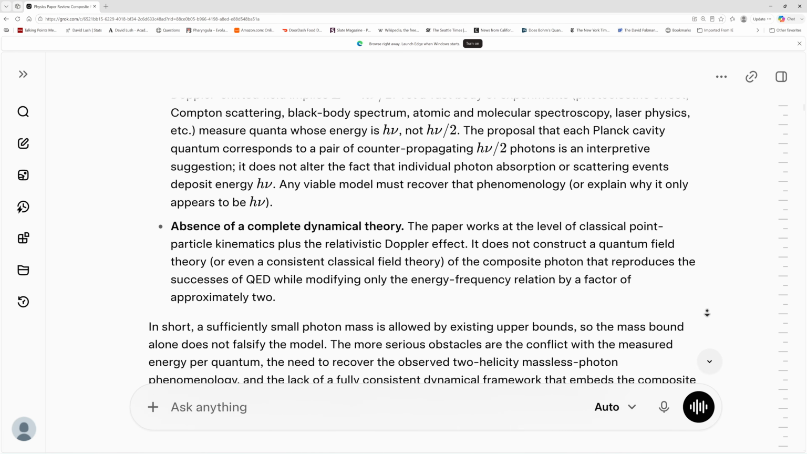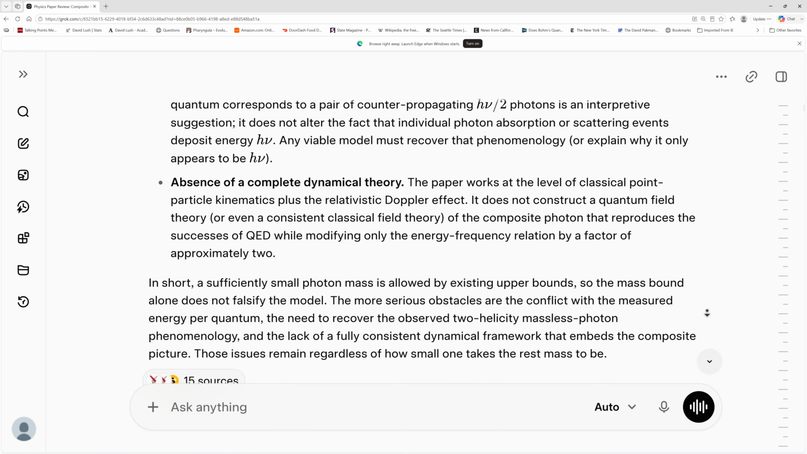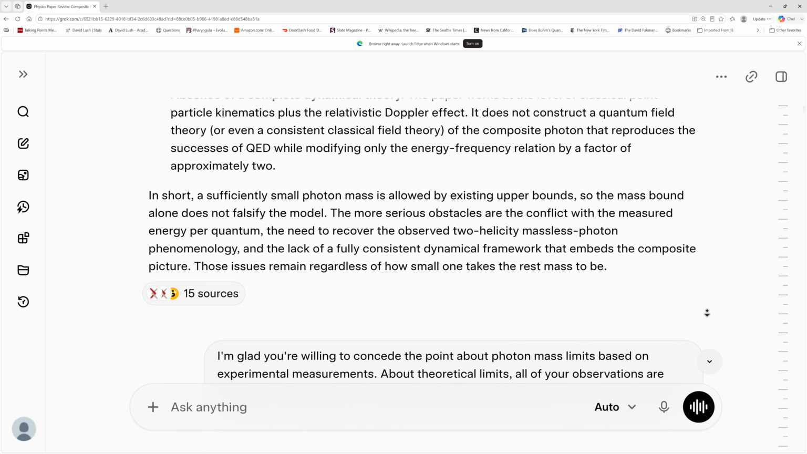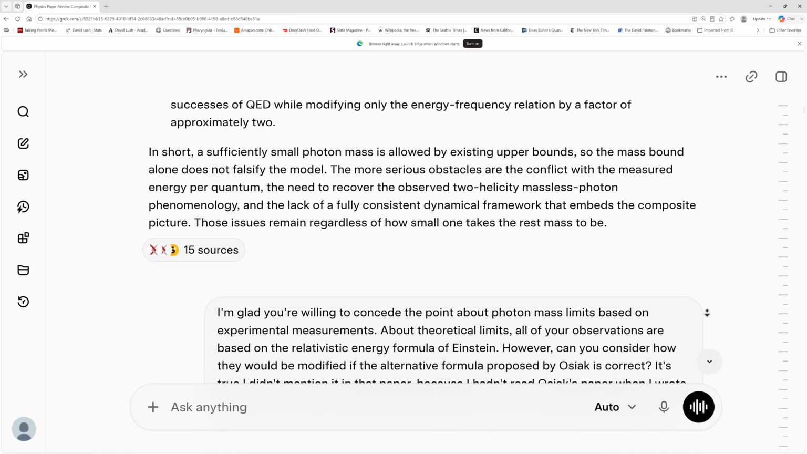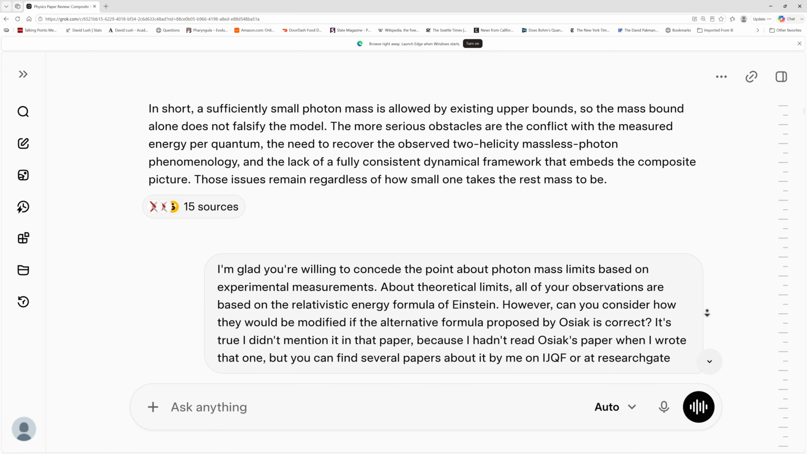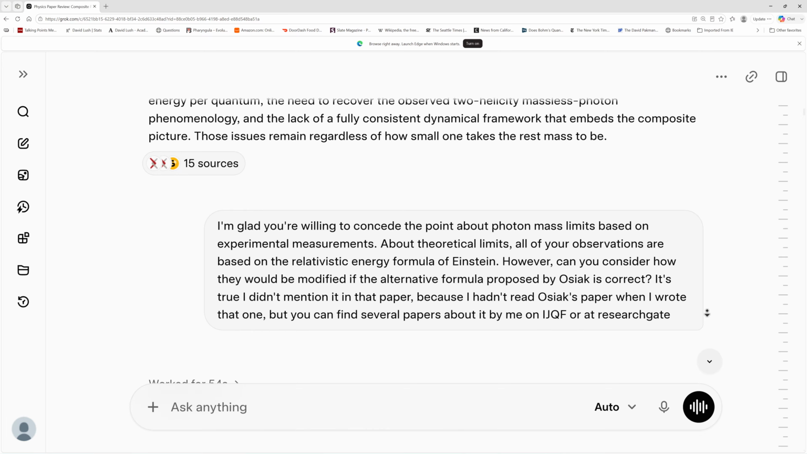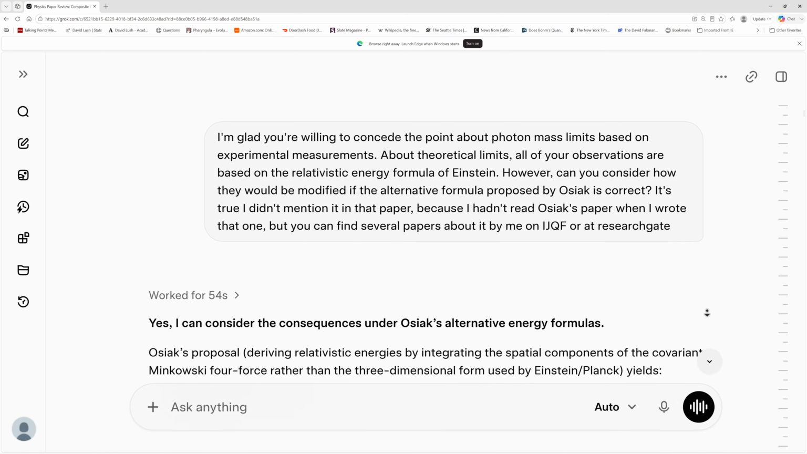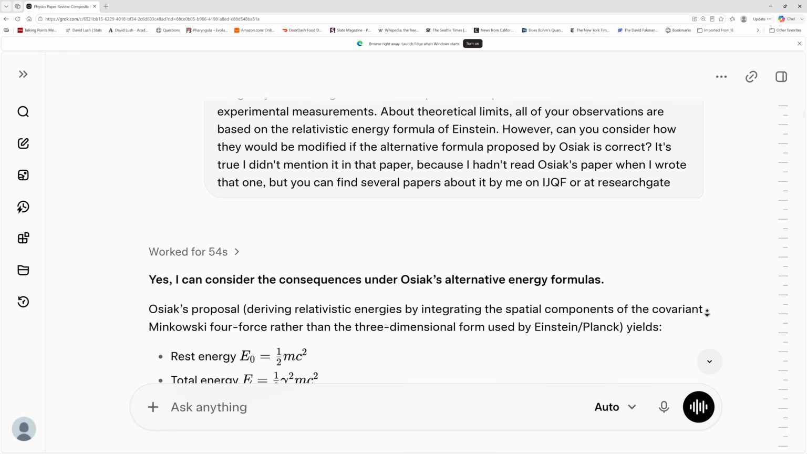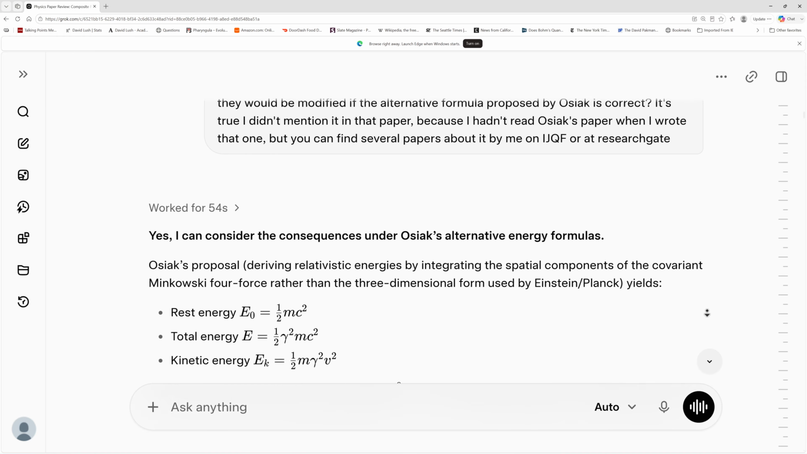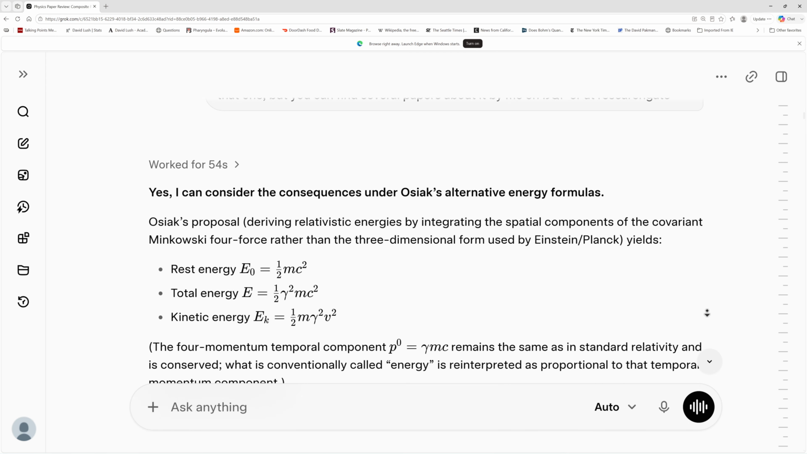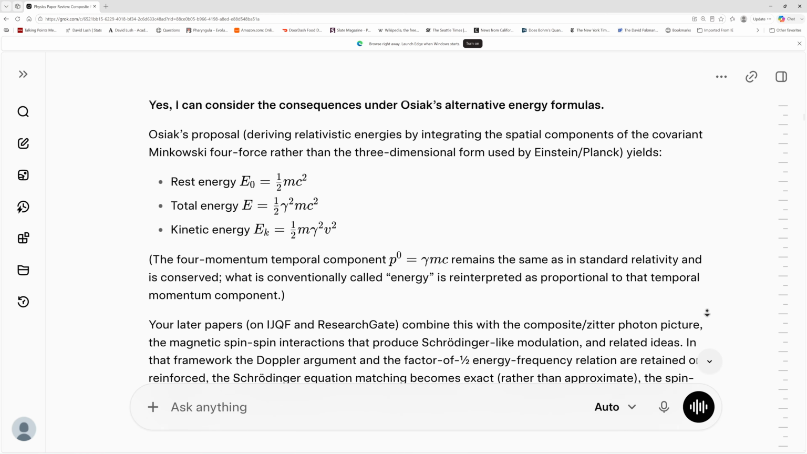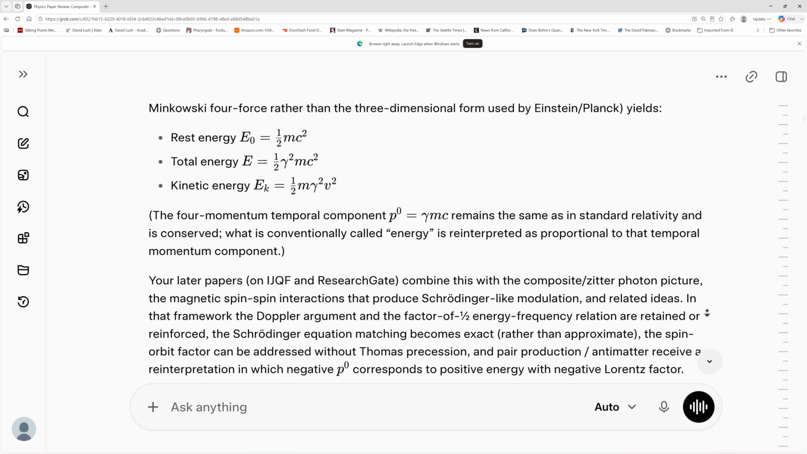Serious difficulties. 1. Direct experimental contradiction. The relation E equals h nu and p equals E over c is confirmed to high precision by the photoelectric effect, Compton scattering, atomic transition frequencies, black body spectral fits, laser physics, and countless other measurements. Replacing it by E equals h nu over 2 would require a wholesale reinterpretation of all of these data. The suggestion that every observed quantum is really two photons does not rescue the situation. Single photon detectors register energy quanta of size h nu.